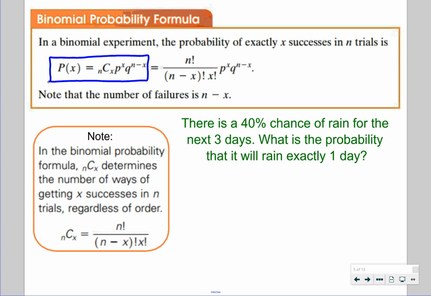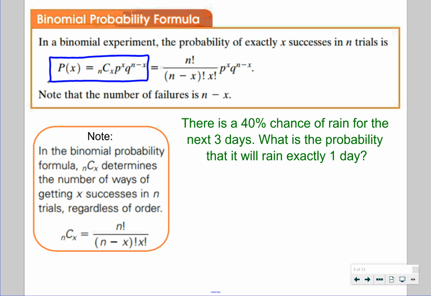So we're going to do n, the number of trials, choose x, the number of successes. Then we're going to multiply that by our probability of success to the power of the number of successes we want, and the probability of failure to the power of the number of failures that we want. And those two exponents will add up to n.